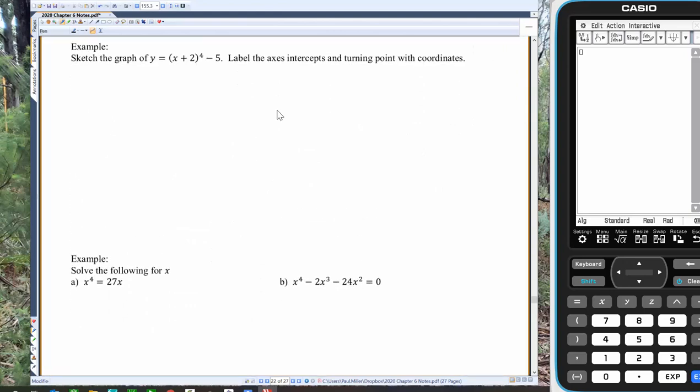All right, so let's have a look at some. So we want to sketch this graph labeling the x-intercepts and turning point with coordinates. So this is a basic quartic, y equals x to the 4. It's been moved 2 units to the left and 5 units down.